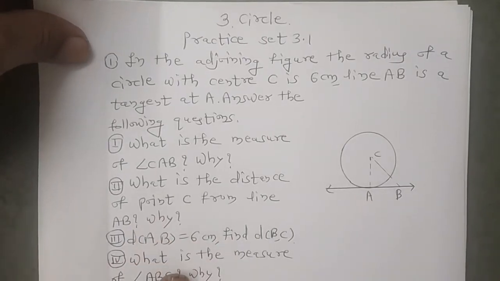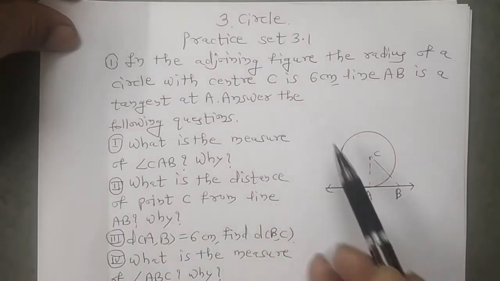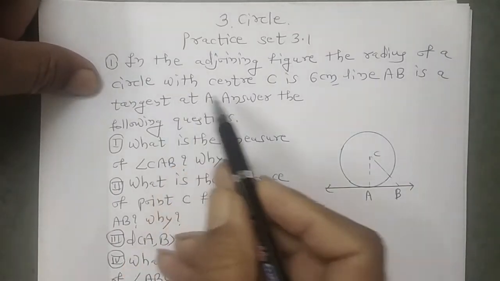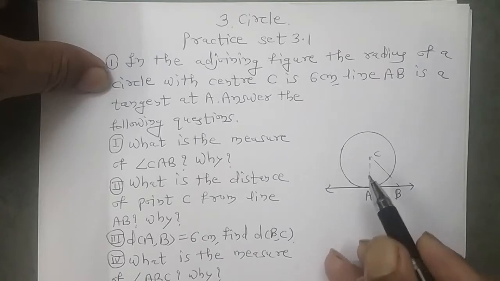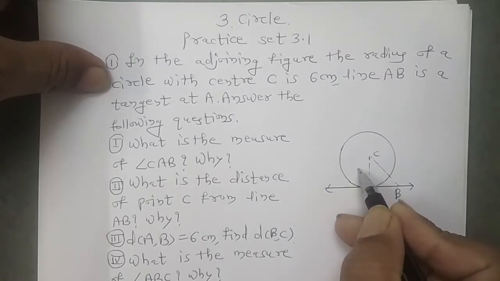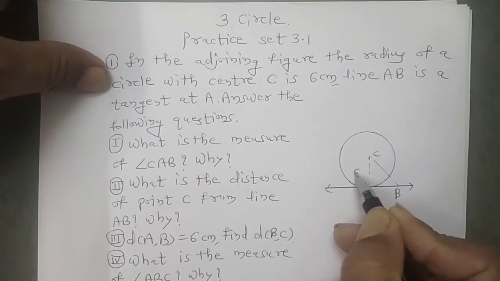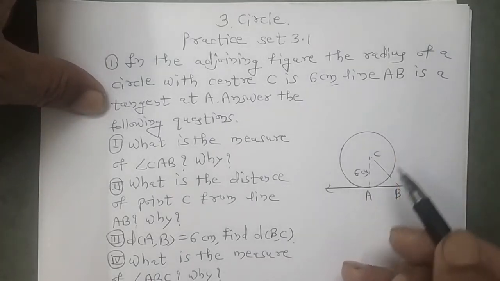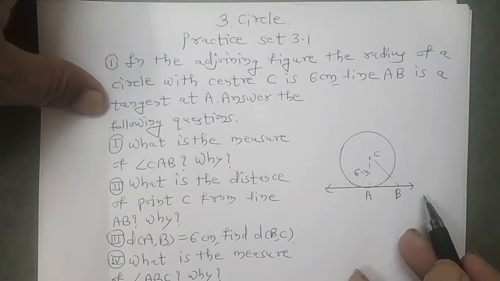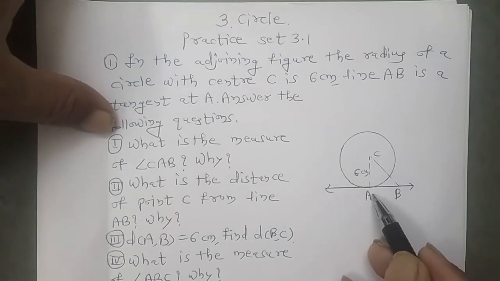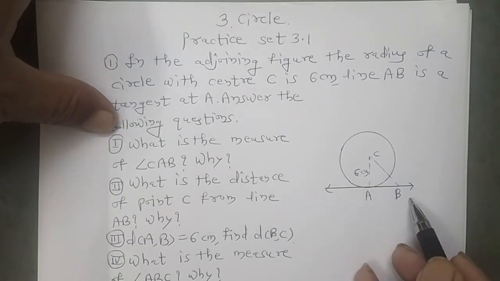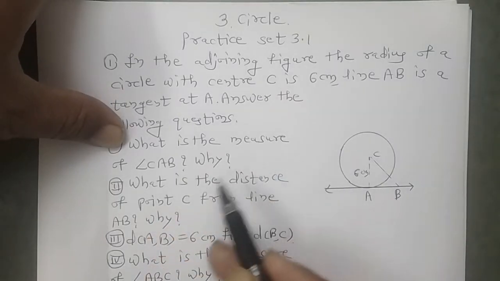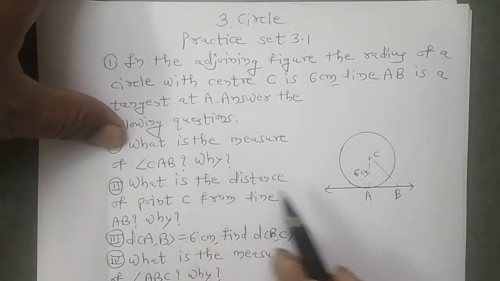Now first example is, in the adjoining figure, the radius of a circle with center C is 6 centimeter. We have given this radius is 6 centimeter. Line AB is a tangent at A. Answer the following questions. Now first question is, what is the measure of angle CAB?